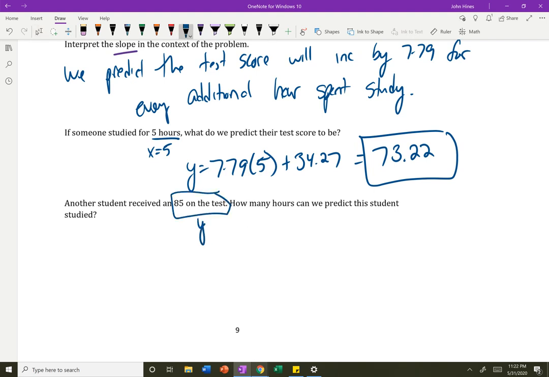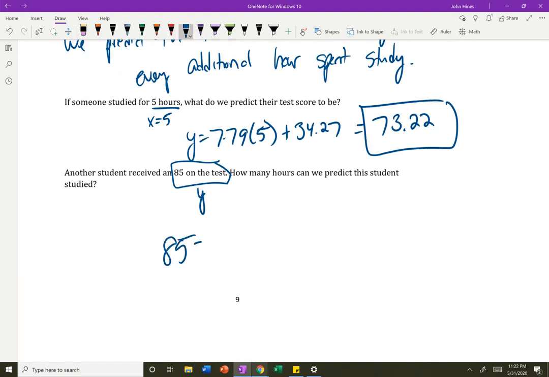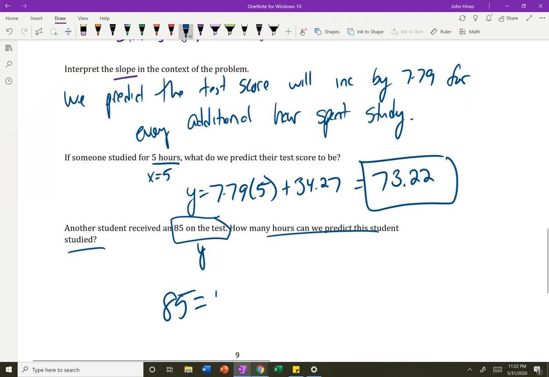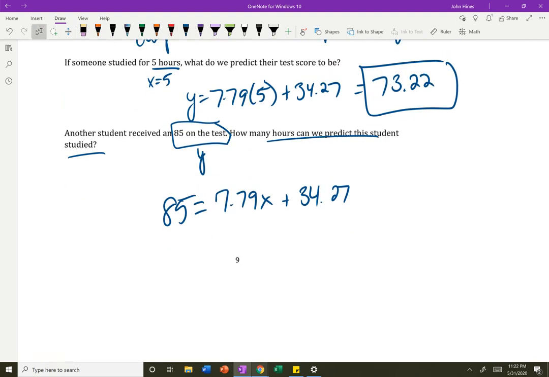That's a y value they're giving us here. So we can work backwards. Let's plug 85 in for y and find how many hours they studied. So 85 equals 7.79x plus 34.27. Oh my goodness, we have to do actual algebra. It's been a while since we've done solving a two-step linear equation.